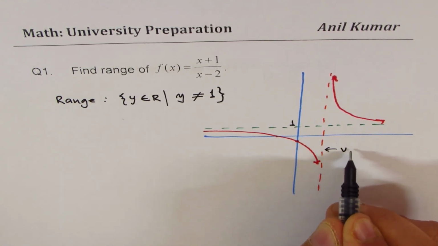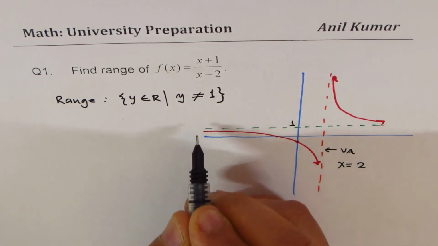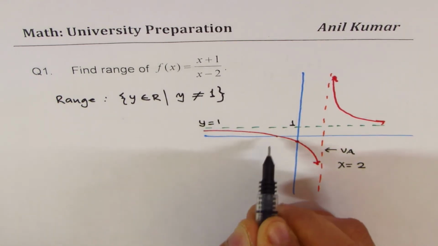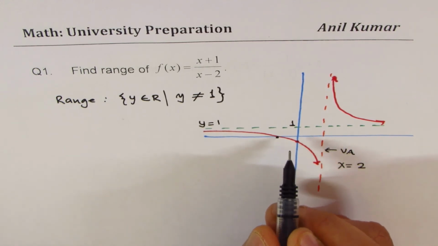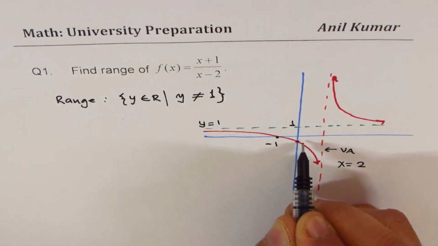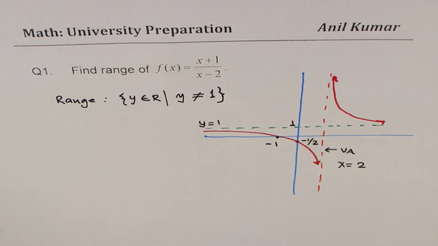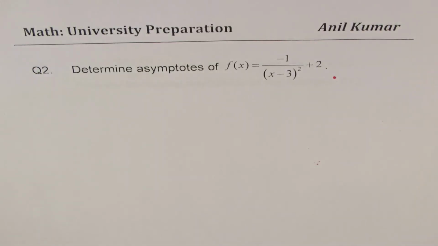So the vertical asymptote I'll also write as x equals 2. This is the horizontal asymptote y equals 1. That is the x-intercept at minus 1. And this is the y-intercept at minus half. Correct? Now from here, let's continue and quickly answer other questions.